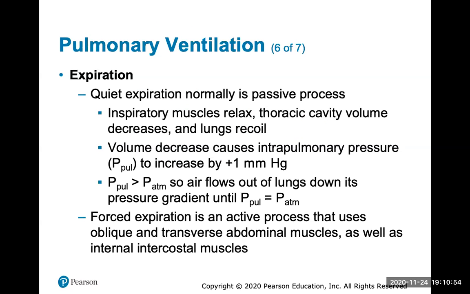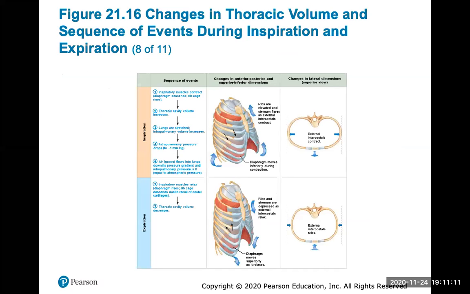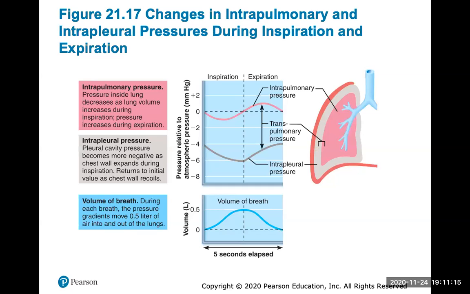Quiet expiration is normally a passive process. The inspiratory muscles relax, thoracic volume decreases, and lungs recoil. Forced expiration is an active process that uses oblique and transverse abdominal muscles as well as internal intercostal muscles. And these are the steps or sequence of expiration.